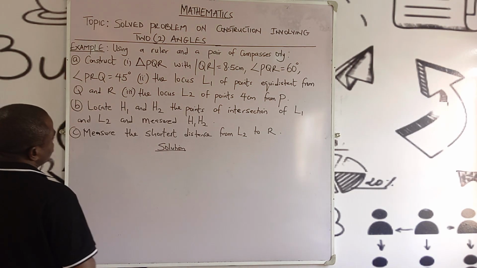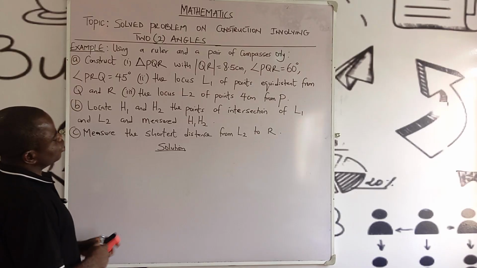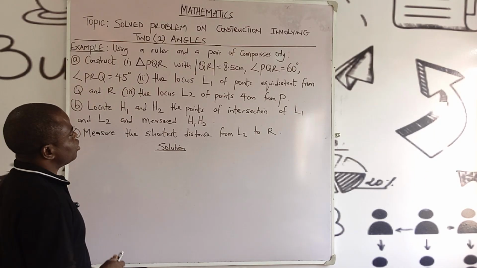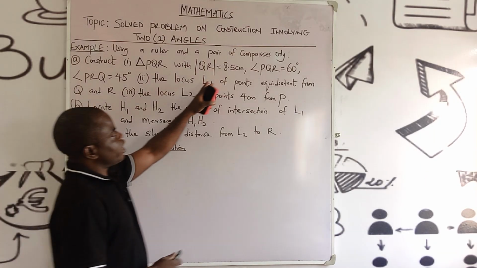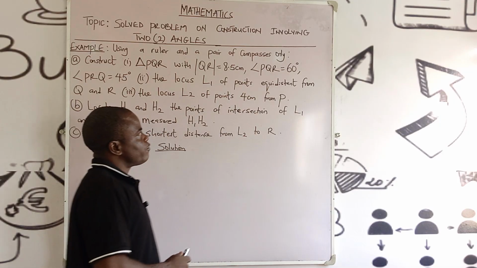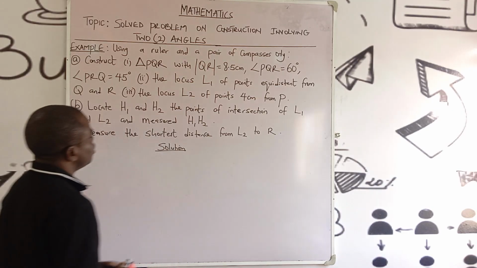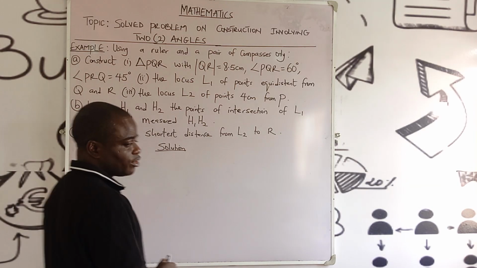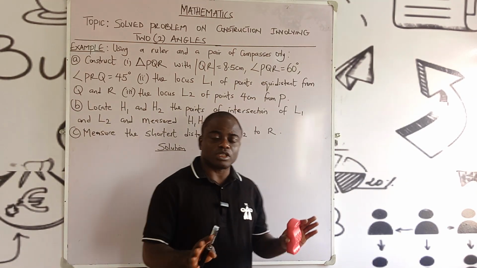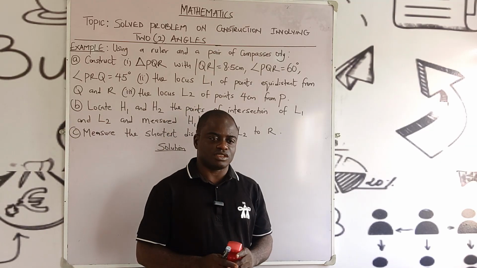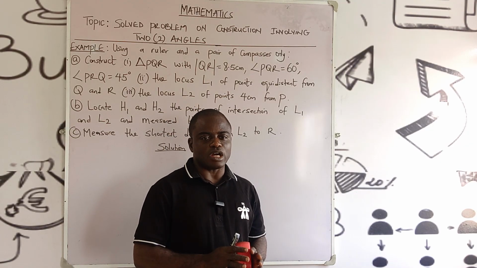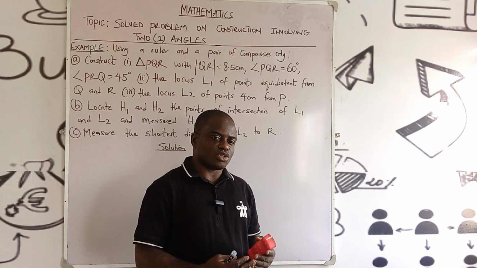Now let's see what to do. Construct triangle PQR with line QR equals 8.5 centimeter, angle PQR equals 60 degree. What I want to give to you now is a sketch, a guide for you to know how to carry out your construction.